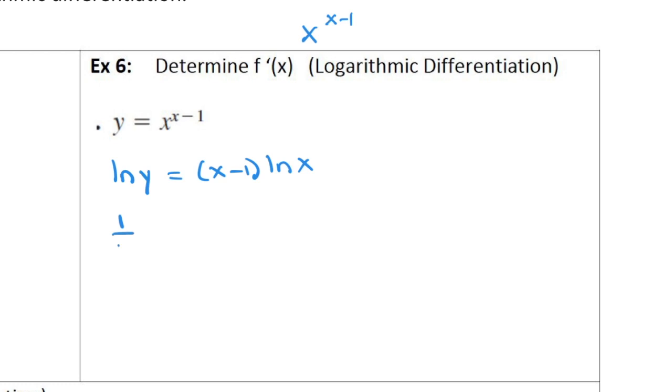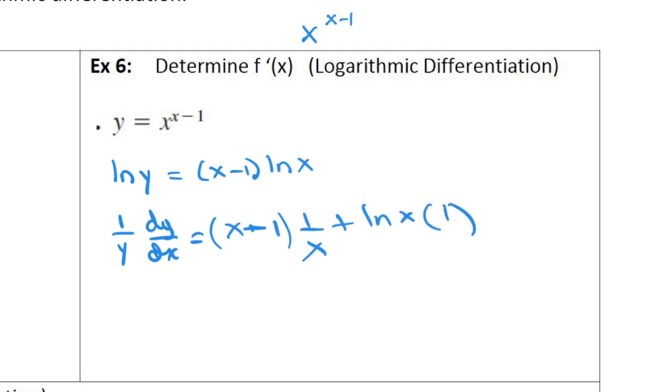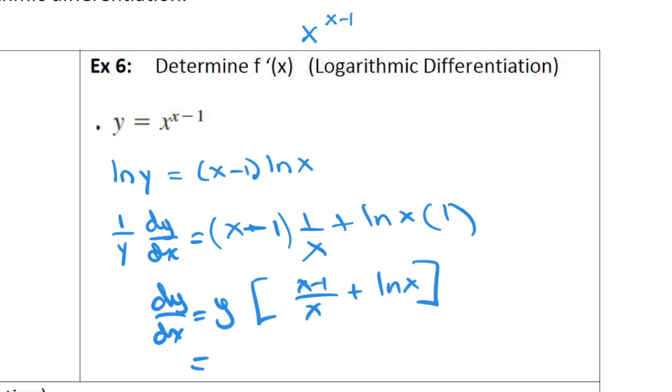So the derivative of the natural log of y is 1 over y dy dx equals, and now we have a product rule. First times the derivative of the second plus the second times the derivative of the first, which is 1. Solving for dy dx gives us y times x minus 1 over x plus the natural log of x. Of course, we need to replace the y value. So with logarithmic differentiation, we have x to the x minus 1 times x minus 1 over x plus the natural log of x.